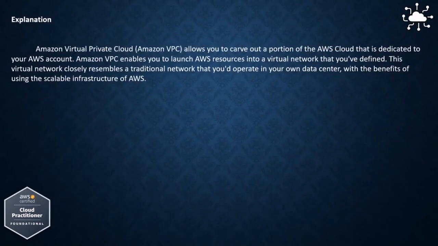Explanation: Amazon Virtual Private Cloud, Amazon VPC, allows you to carve out a portion of the AWS cloud that is dedicated to your AWS account. Amazon VPC enables you to launch AWS resources into a virtual network that you've defined. This virtual network closely resembles a traditional network that you'd operate in your own data center, with the benefits of using the scalable infrastructure of AWS.